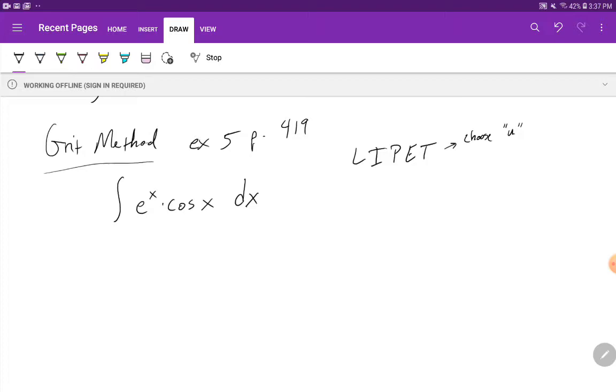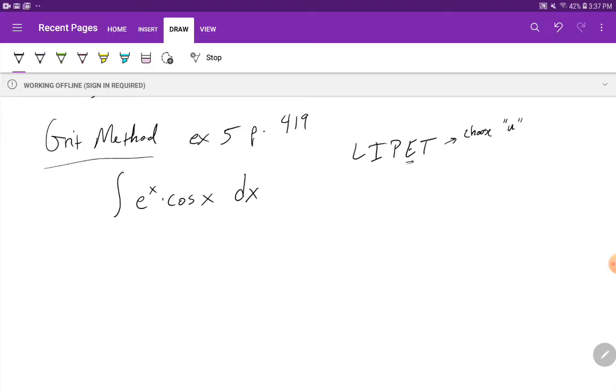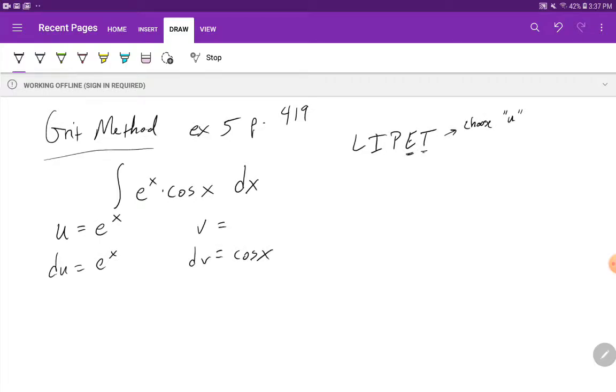Well, I have two functions here. One of them is e to the x and the other one is cosine. And I see that exponential functions come before trig. So, intuitively, I'm going to choose u to be e to the x, and I choose dv to be cosine of x. This means du is going to be e to the x again, and v is going to be sine of x.